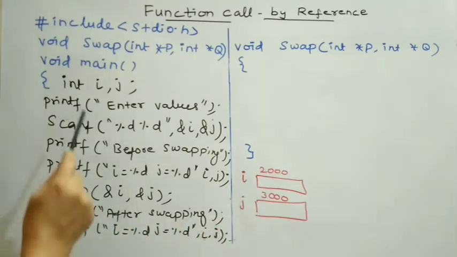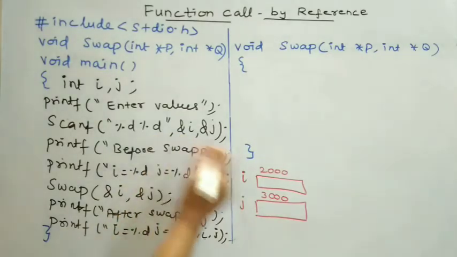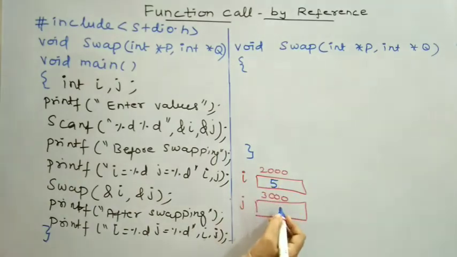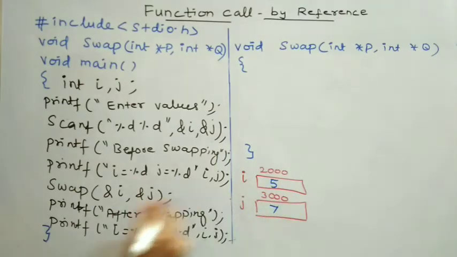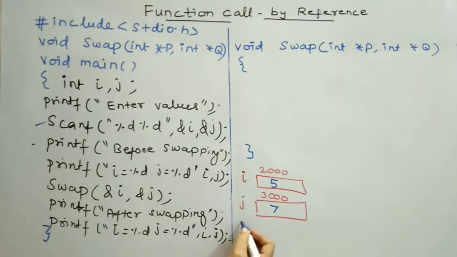So when I execute the statement, that is scanf, it gets values for i and j. For example, if I input the value of 5 for this variable i and I input value 7 for this variable j, while executing this statement. After that I am going to execute this statement. It will print before swapping. This is my output. It is before swapping.